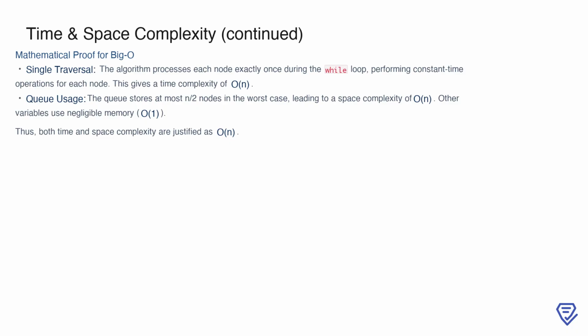This confirms that the time complexity is O(n), where n is the total number of nodes. Next, the space complexity is determined by the maximum size of the queue. In the worst case, when the binary tree is complete, the queue can store up to n/2 nodes, which simplifies to O(n). Other variables, such as root and encountered_null, require only O(1) space. Therefore, the overall space complexity is dominated by the queue and is O(n). This mathematical breakdown validates both the time complexity and space complexity as O(n).